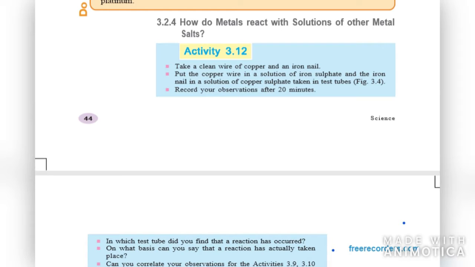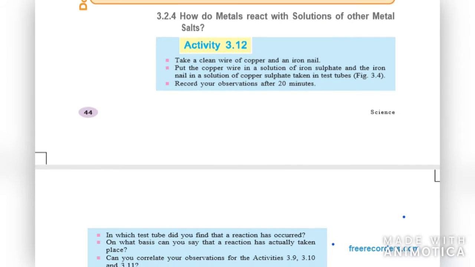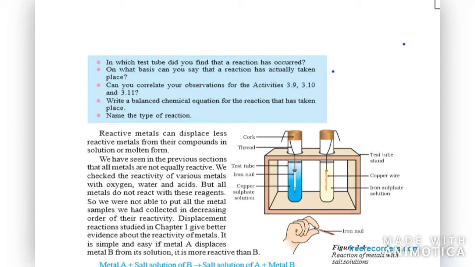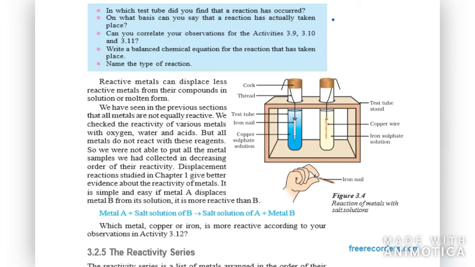So it says, how do metals react with solutions of metal salts? So we are reacting metals with metal solutions. As you can see, there is a reaction between metal A and salt solution of B. That means we have two types of different metals. But in the first case, it is an element, a single element. Now, when I talk about salt solution of B, it is actually a compound made up of a different metal.